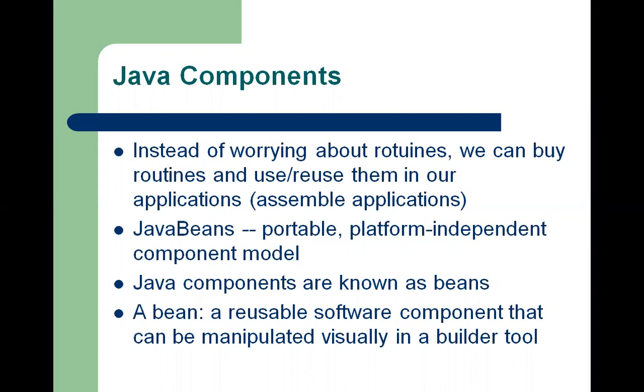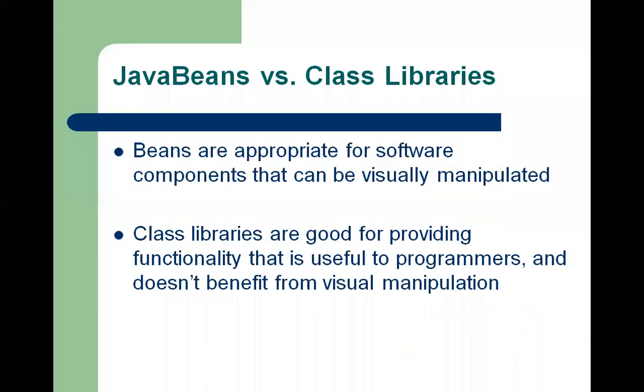So what is the definition of a bean? Whatever we have learned: a reusable software component that can be manipulated visually in a builder tool. And these builder tools come from different vendors. We have learned an example of Visual Age for Java from IBM.